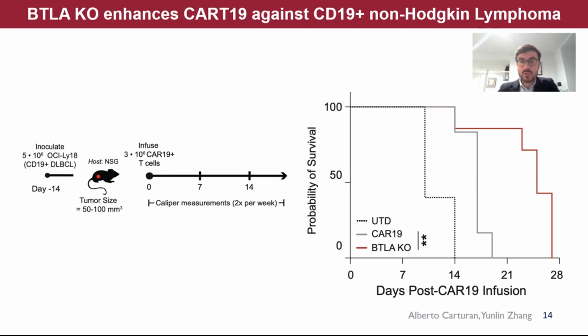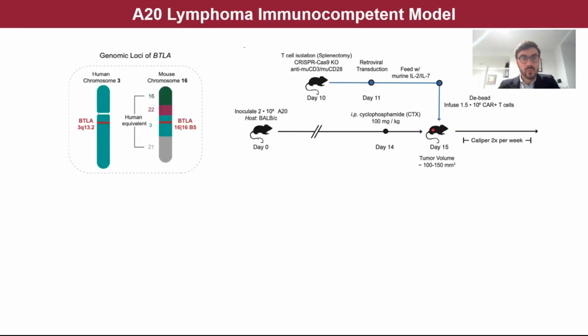But obviously, these models do not include a tumor microenvironment. So we wanted to develop a system where a tumor microenvironment was present. And to do that, we turned to an immunocompetent murine model using BALB/c mice that were engrafted with the A20 lymphoma cell line. Puneeth in the lab developed a strategy to knock out BTLA in the mouse T cells. And obviously, as you can see here, the analog of BTLA is now in chromosome 16, not in chromosome 3.